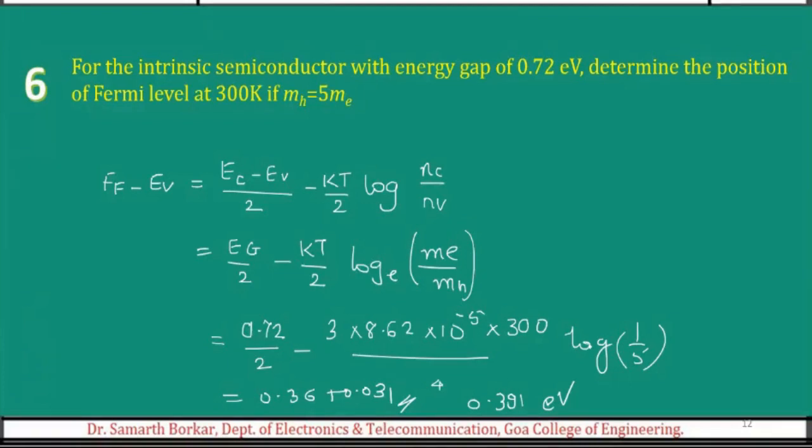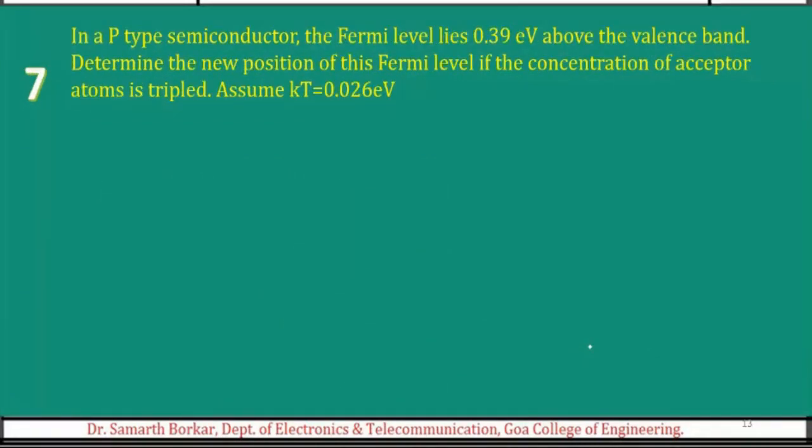Okay, some simple problems, and this is the last one. In a p-type semiconductor, the Fermi level lies 0.39 electron volt above the valence band. So here is your conduction band, valence band. The Fermi level EF lies here, above the valence band, by a value of 0.39 electron volt.